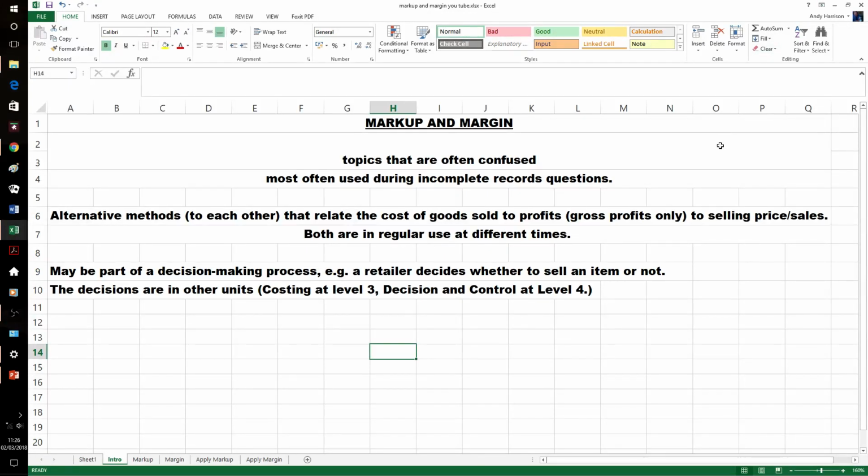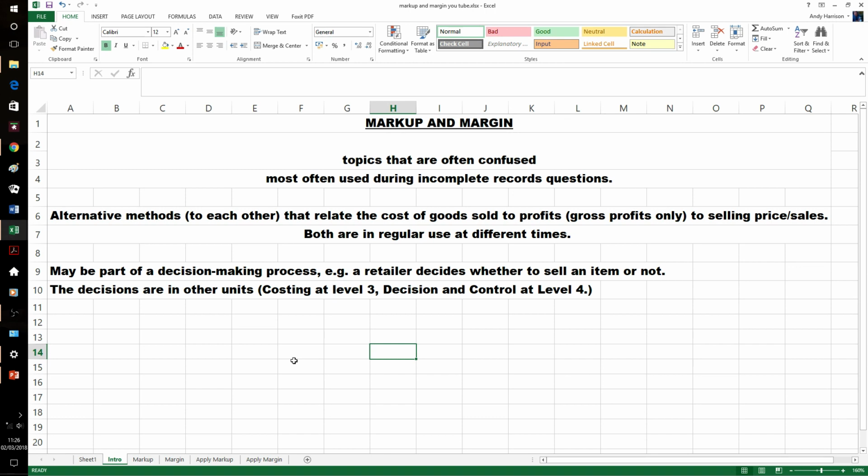So, topics that are often confused. I know some fairly intelligent people that still get them confused and have been teaching it for years. They're most often used during incomplete records questions on AAT level 3 on the financial accounts prep paper. They are alternative methods to each other. They relate the cost of goods sold to profits and/or to selling price. Both are in regular use at different times in the real world. They both have their functions.